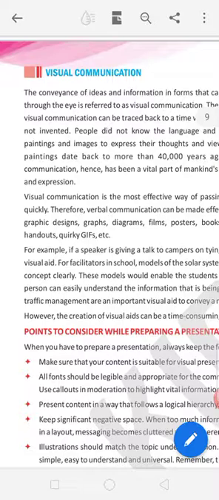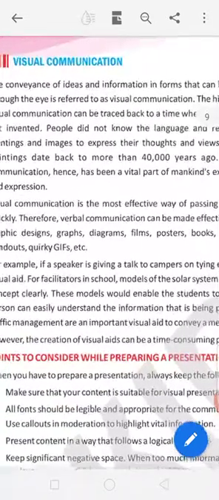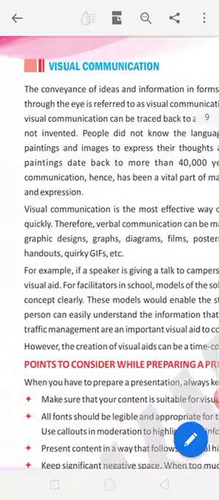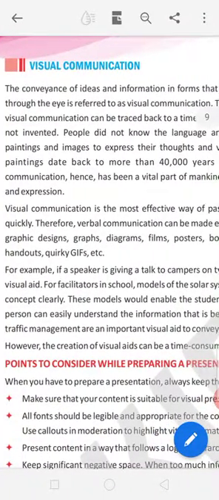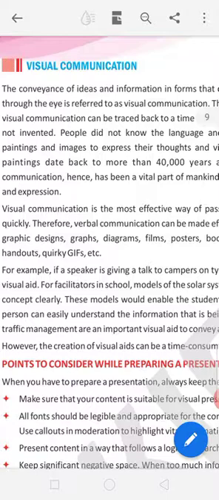The conveying of ideas and information in a form that can be seen through the eye is referred to as visual communication. Whatever we can see through the eyes comes under visual communication. I already told you, whenever we read something, it is not remembered for a long time, but whenever we see anything, it is remembered for a long time. This is the best way to remember anything.